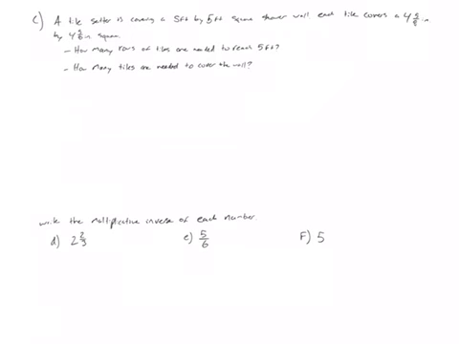Problem C is a little bit longer. It says a tile setter is covering a 5 foot by 5 foot square shower wall. Each tile covers 4 5/8 inches by 4 5/8 inches in a square. Do these two things. How many rows of tile are needed to reach 5 feet, and then how many tiles are needed to cover the wall?